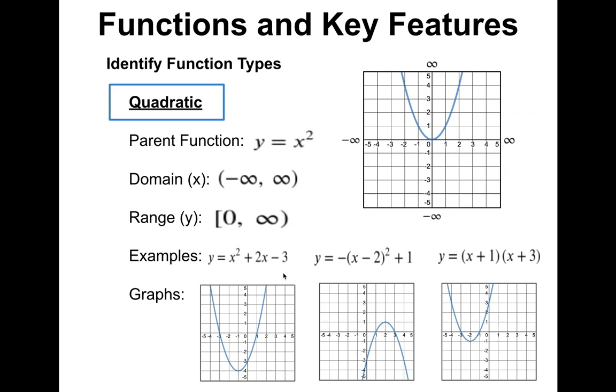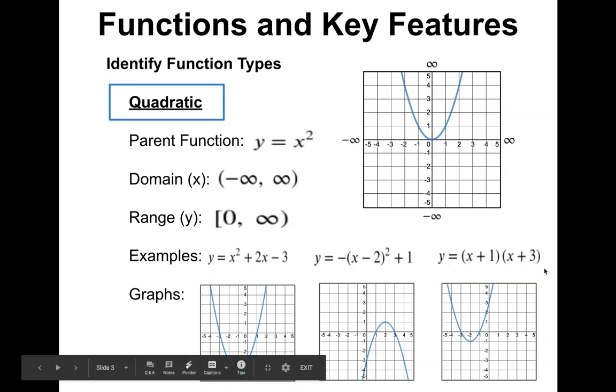Some other examples of quadratic functions, y equals x squared plus 2x minus 3. This is a function in standard form. We also have y equals negative x minus 2 squared plus 1. This is what's called vertex form. And then finally, y equals x plus 1 times x plus 3. This is called factored form or intercept form, and we will look at all 3 of these forms in more detail throughout this unit. Notice the graphs of each of these functions. They do make the parabola U shape.